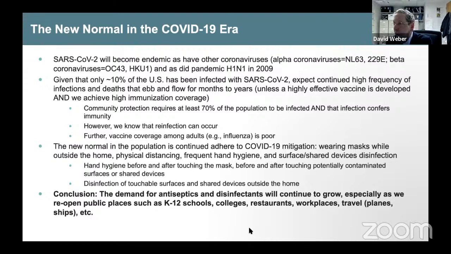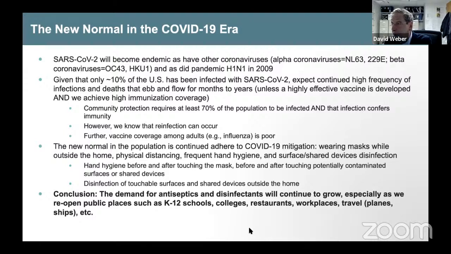Roughly only 10% of the US has been infected. There's no part of the world that's really reached the point to get so-called community protection herd immunity. You need 70% infected to get that. So until we have a large number of people immunized, then we will continue to have to do those mitigation methods I noted. And maybe even after, we do know that you can get reinfected with SARS-CoV-2.